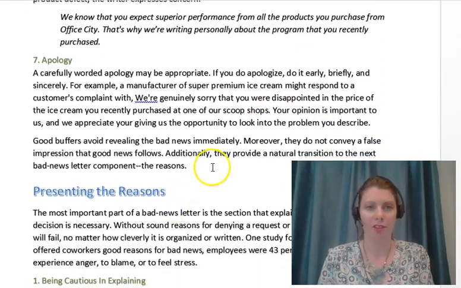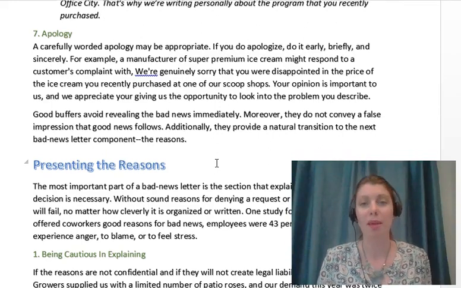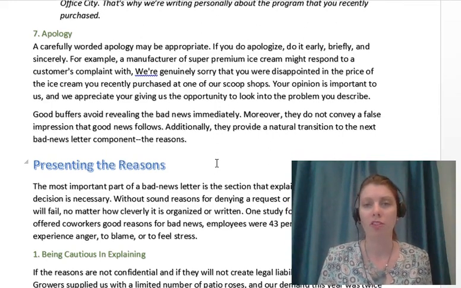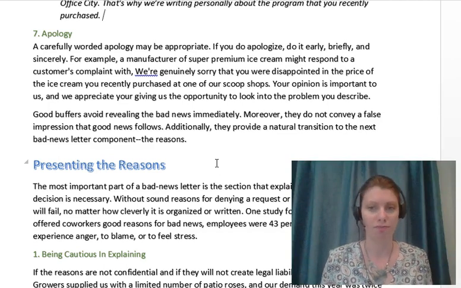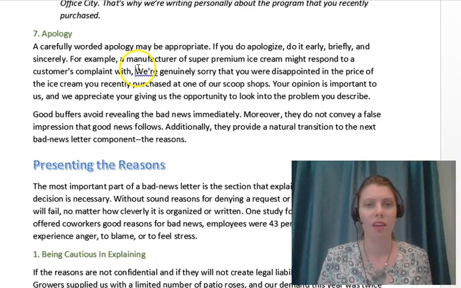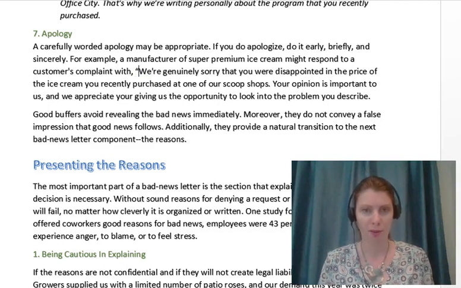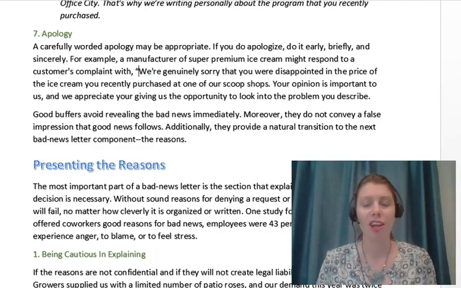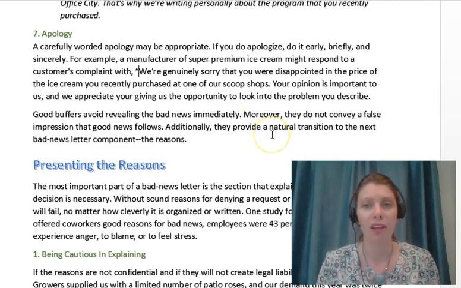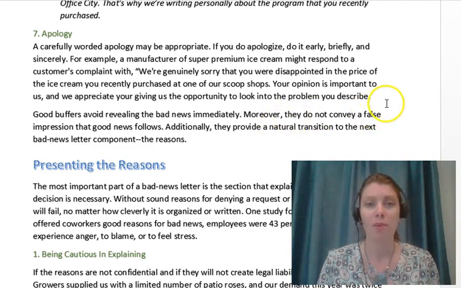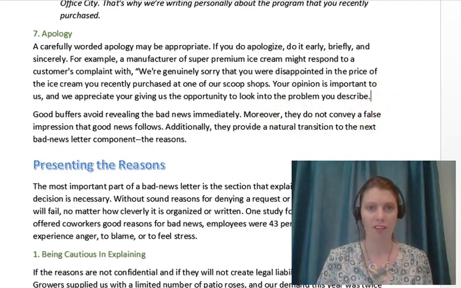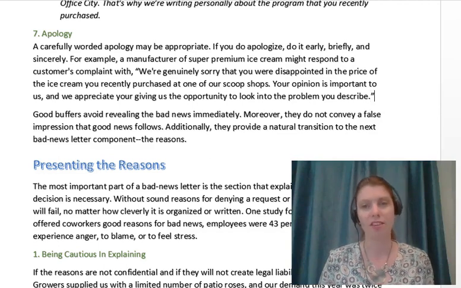And there's apology. So a carefully worded apology may be appropriate. If you do apologize, do it early, do it briefly, and just sincerely get it over with. For example, a manufacturer of super premium ice cream might respond to a customer's complaint with something like, we're genuinely sorry that you were disappointed in the price of the ice cream that you recently purchased at one of our scoop shops. Your opinion is important to us, and we appreciate your giving us the opportunity to look into the problem you described.